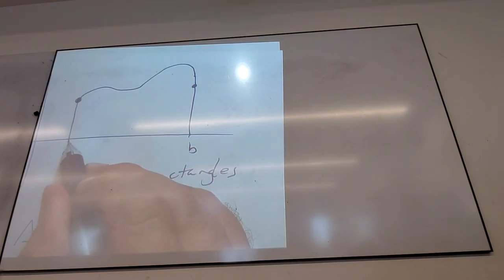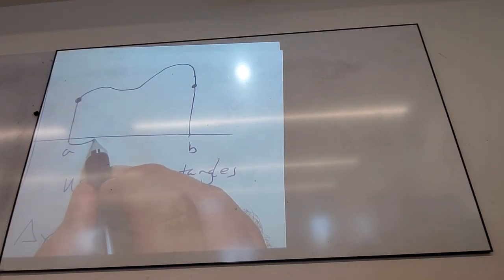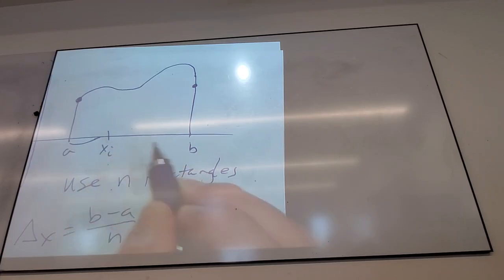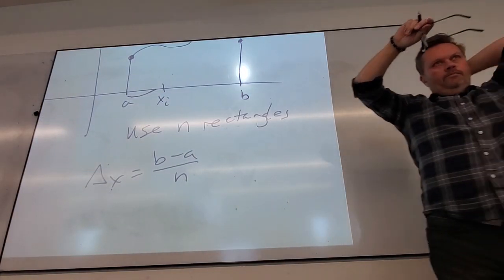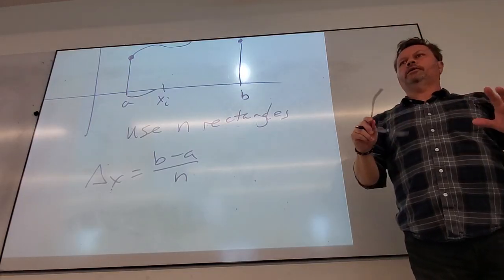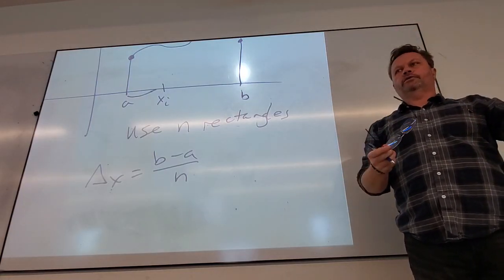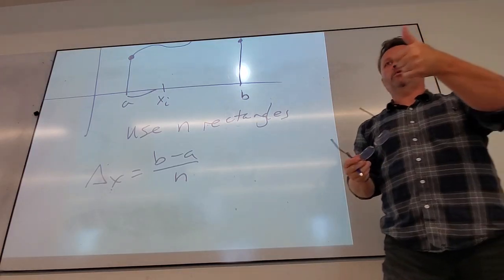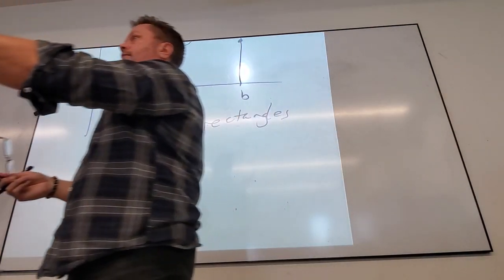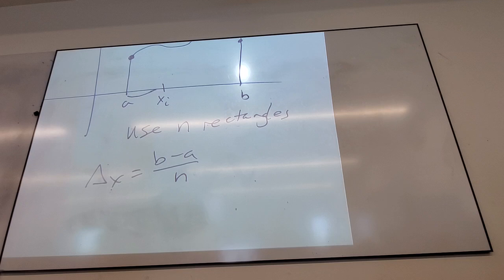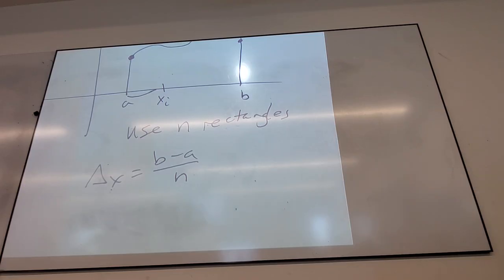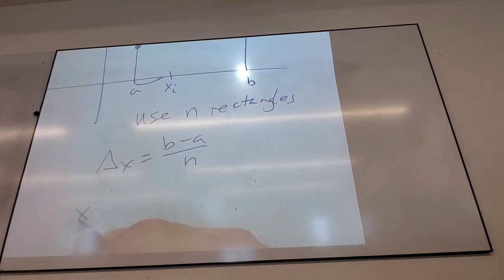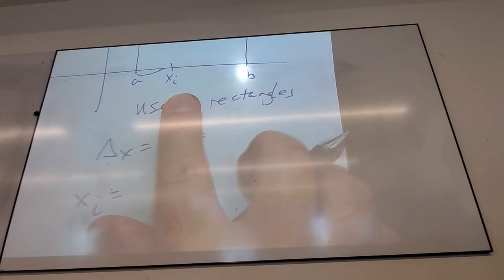I now want to figure out the xi, the general location of a rectangle. I want to be able to write in general the area of a rectangle. They're all found the same way, aren't they? They're found by plugging xi into the function and then multiplying by the width. They're all found the exact same way. So, xi, let me see if you guys are cool with this.